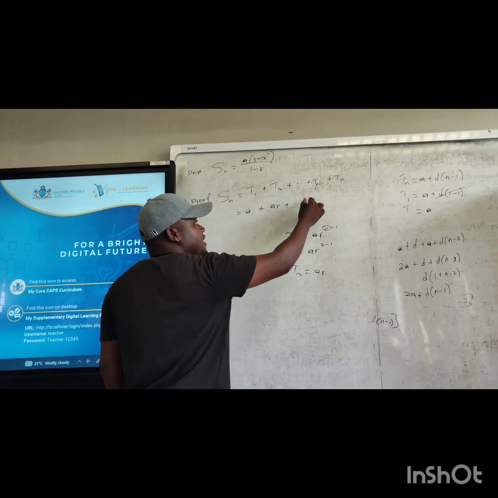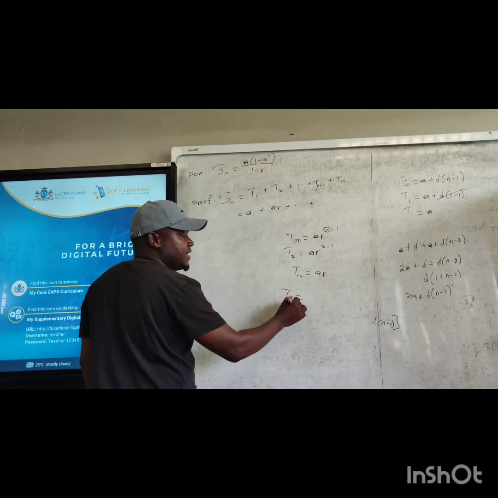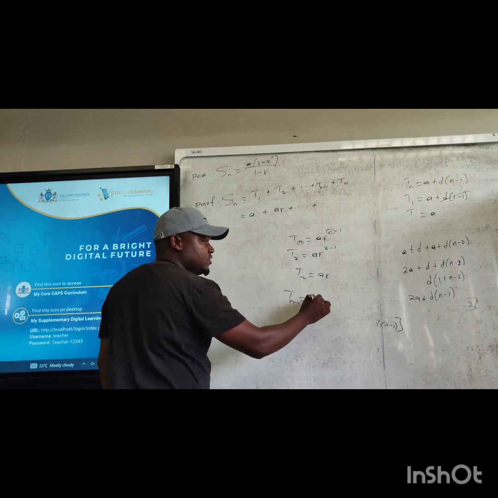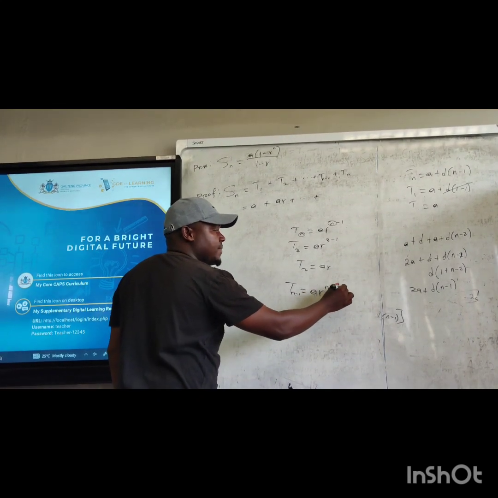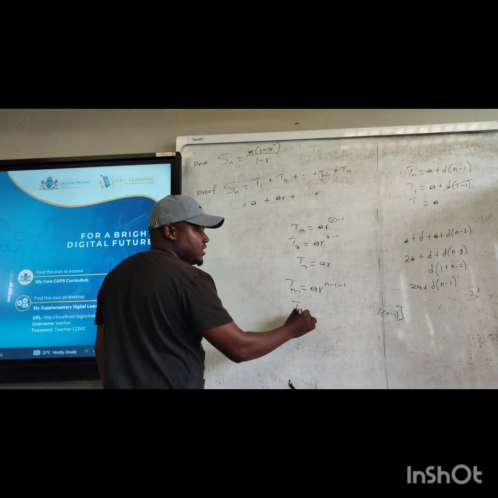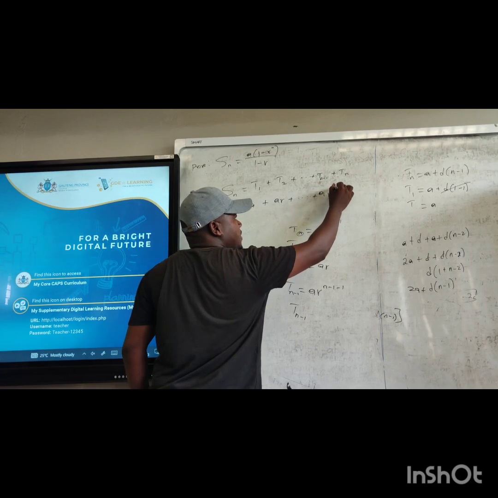Plus all the way until the last term. The second last term, Tn minus 1, becomes AR to the power n minus 1 minus 1. So it becomes AR to the power n minus 2.